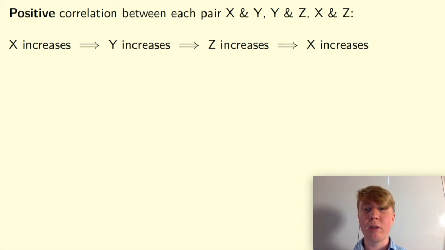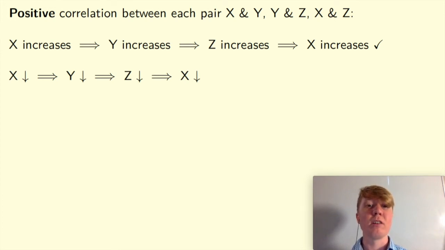So all three of them increase together. It's all consistent and makes sense. And similarly, if they decrease, so here using this little arrow just to say x decreases, this implies y decreases. And then this implies that z decreases because y and z are connected. And then z decreases implies x decreases because z and x are connected by this positive correlation.